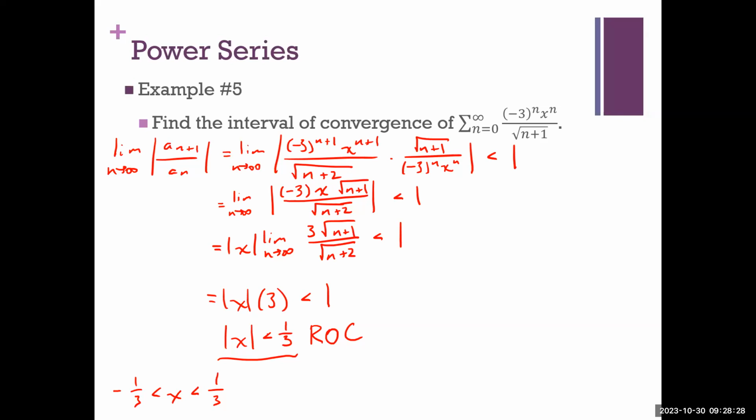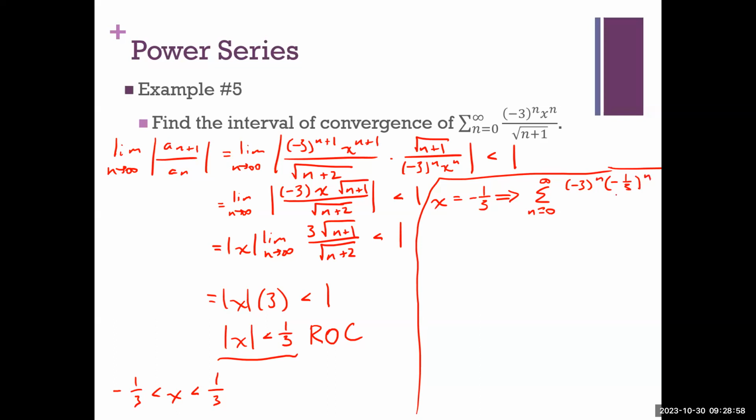So how many points do I have to test? 2. So just do them one at a time. And these are not really going to be power series anymore because I'm not allowing x to vary. I'm fixing x. So I'm looking at this series when x is equal to -1/3. So I get -3 to the n times -1/3 to the n over radical n plus 1.